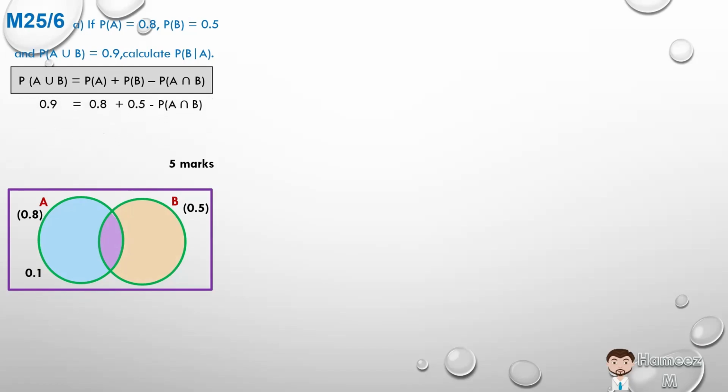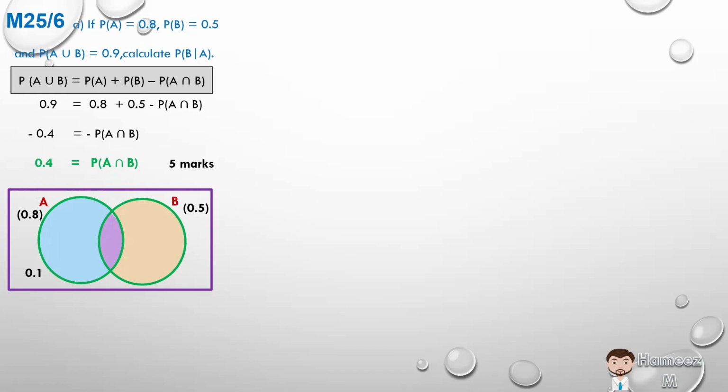0.9 is equal to 0.8 plus 0.5 minus the intersection probability. So 0.8 plus 0.5 is 1.3. We carry it across, 0.9 minus 1.3 is minus 0.4, which is equal to minus the probability of A intersect B. So if you multiply by minus 1 on both sides, then the probability of A intersect B is equal to 0.4. Is that what was required above?